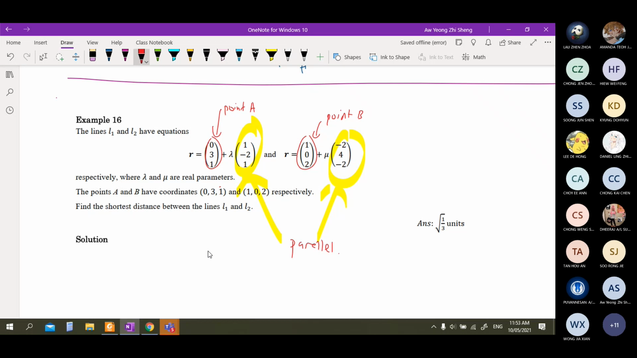Right, the time is almost 12 o'clock. I think I will just stop here and I will continue with this example 16 tomorrow. If you have time, I suggest you attempt it on your own. Then tomorrow when I discuss, you can compare.